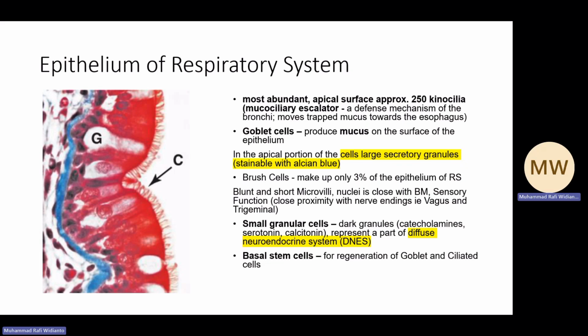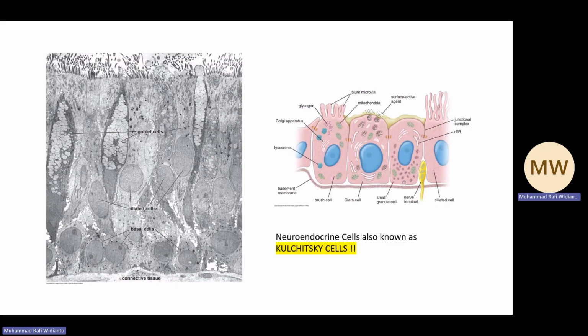And the basal cells, again, are just for the regeneration of the epithelium cells, for example, the goblet cells or the ciliated cells, just something important to note. And yeah, so here is just what it would look like in the electron microscope. And on the right, you can see a schema of what I just explained on the last slide.